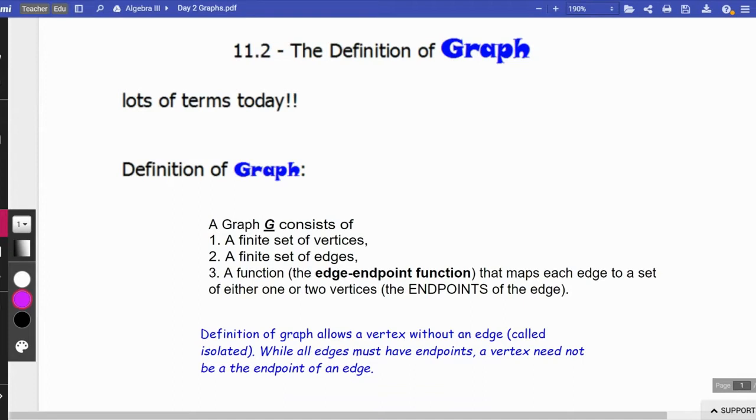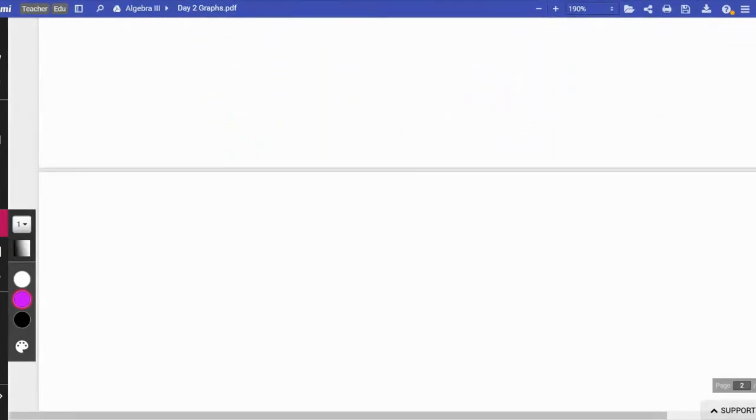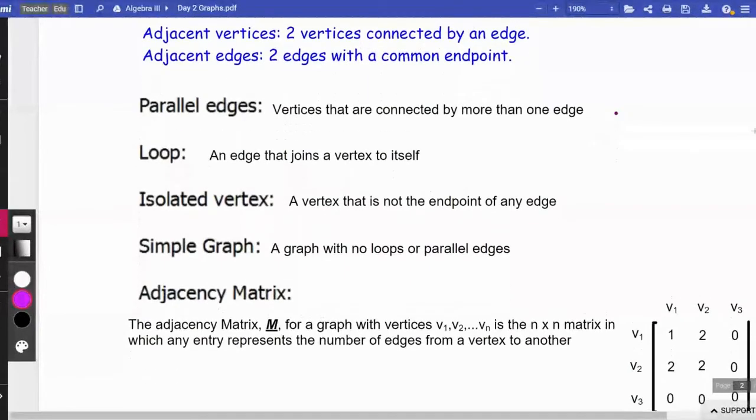Well, connected is kind of a loose term. All this is really saying is it has to have a finite set of vertices, a finite set of edges, and then there's an edge endpoint function that maps each edge to a set of vertices or to just itself. And we'll see what this looks like in a second. Here's some more definitions. You can read through these.